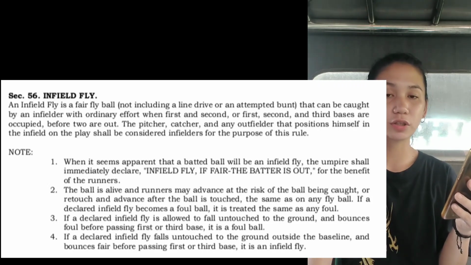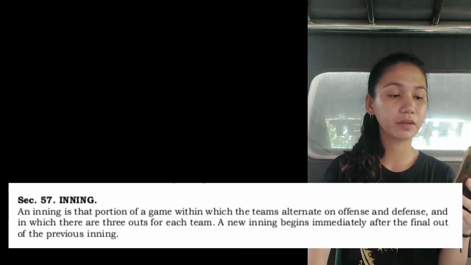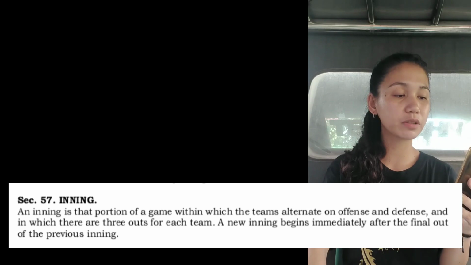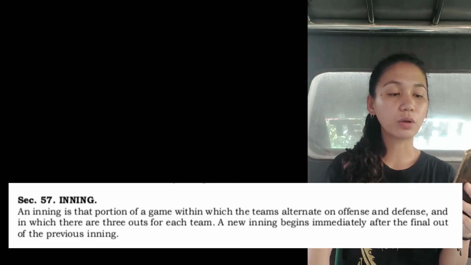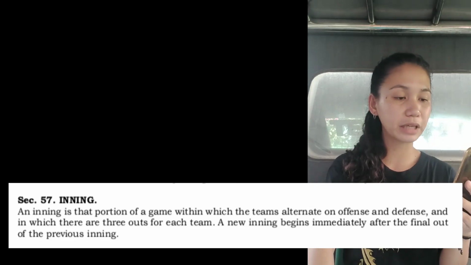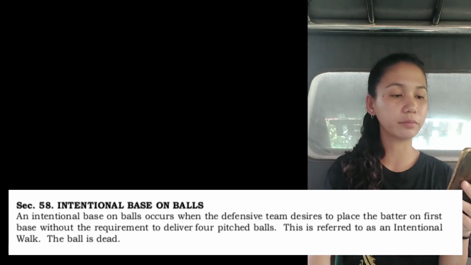Let's move on to section 57, the inning. An inning is that portion of the game within which the teams alternate on offense and defense, and in which there are 3 outs for each team. A new inning begins immediately after the final out of the previous inning. So let's move on to section 58, intentional base on balls.